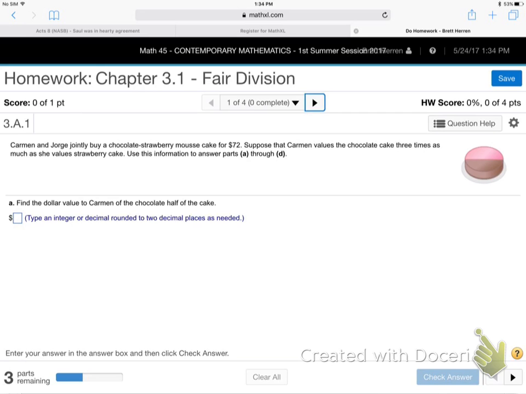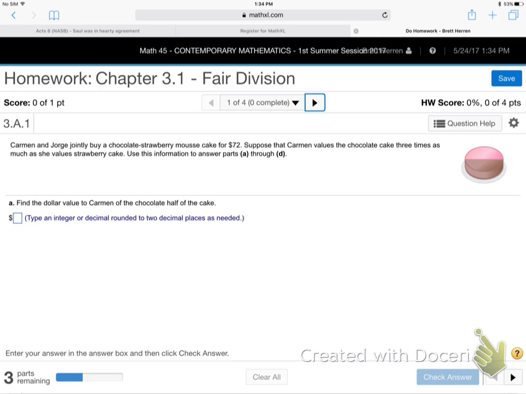Carmen and Jorge jointly buy a chocolate strawberry mousse cake for $72. Suppose that Carmen values the chocolate cake 3 times as much as she values strawberry cake. Use this information to answer parts A through D. What are we doing in this chapter? I'm assuming, since I'm looking at the cake right here, it's like halfway split.